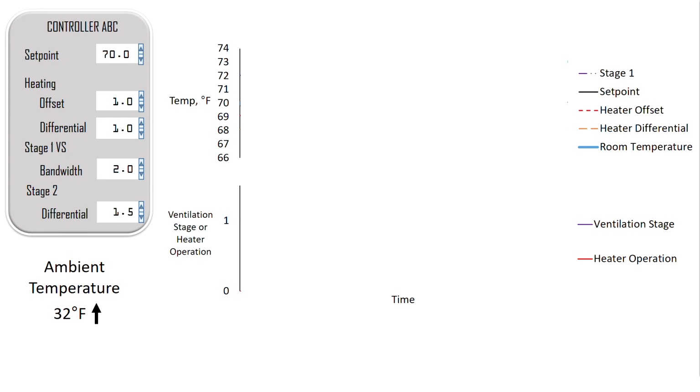So as our simulation starts, our heater is off, but the heater will turn on when the room temperature drops below the heater offset and differential. The heater only needs to operate for a short period of time to raise the room temperature 1 degree and then turns off. Again, the room temperature continues to climb before stabilizing and starting to drop down.